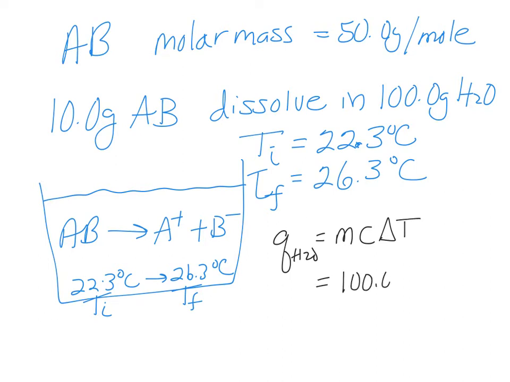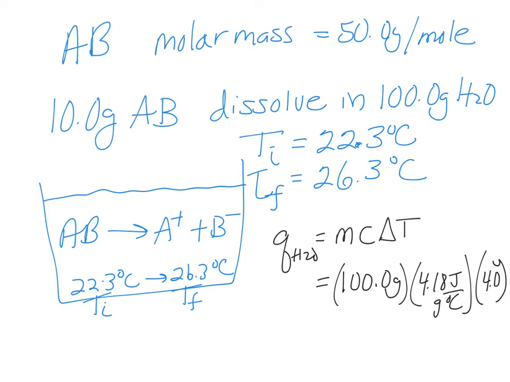So I've chosen some nice easy numbers. Yours will be more realistic, not so cookbook-like. So we're going to put in 4.18 joules per gram degree Celsius, and the change in temperature, I picked a nice number, 4.0 degrees Celsius. This gives us a heat change of 1,672 joules went into the water. Where did that come from? That went into the water because the temperature went up. That has to equal the negative of the system.